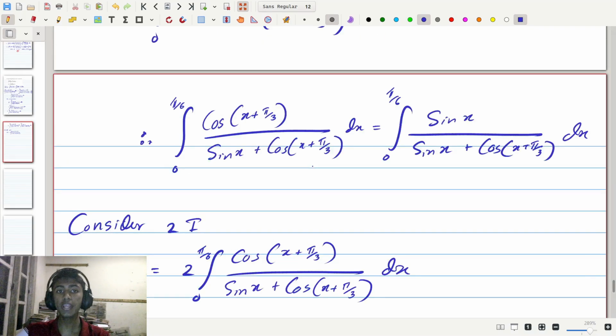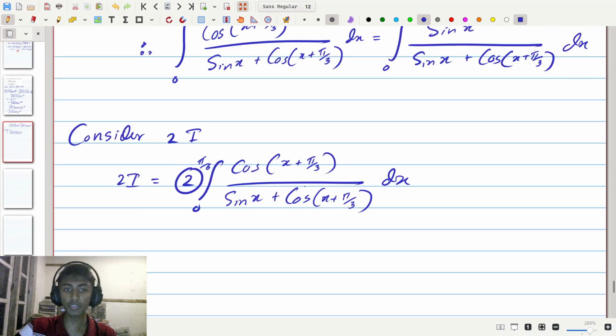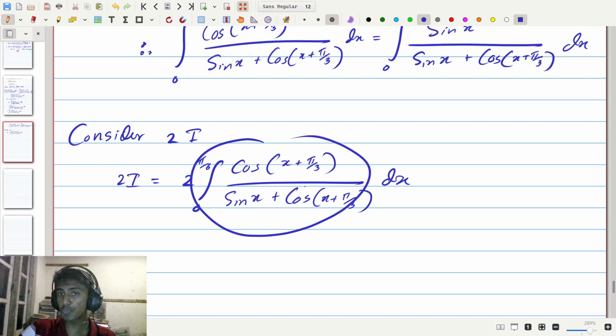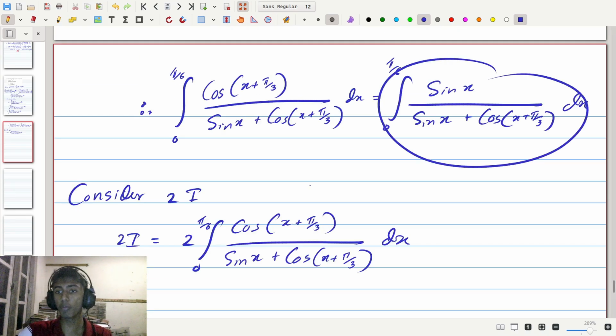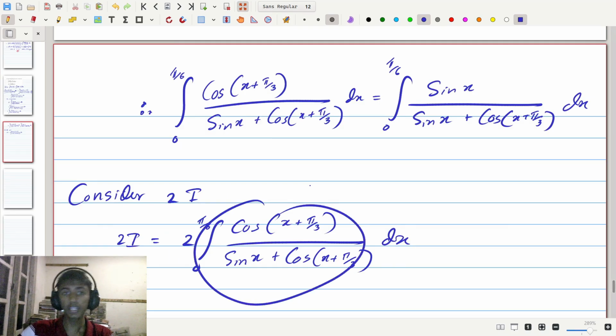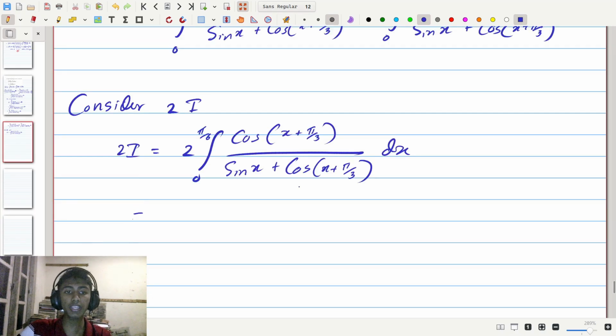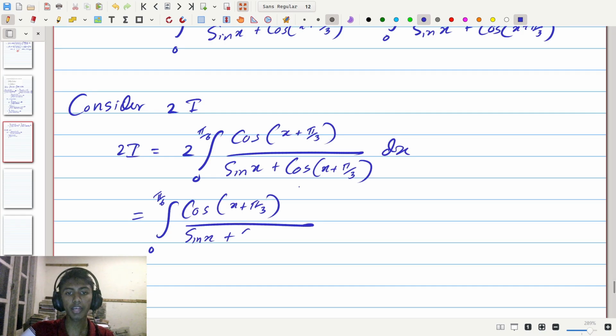Since above we know that this integral is equal to this integral, we can see if we consider both of these, two of these, as being one of this form and another integral of this form, since they are both equal to each other, these two copies of this integral can be written as this integral plus this integral, which if we write that down, we can see it's going to be equal to the integral of 0 to pi by 6 of cosine of x plus pi by 3 divided by sine of x plus cosine of x plus pi by 3, which is of course the first part of our integral, the first integral.